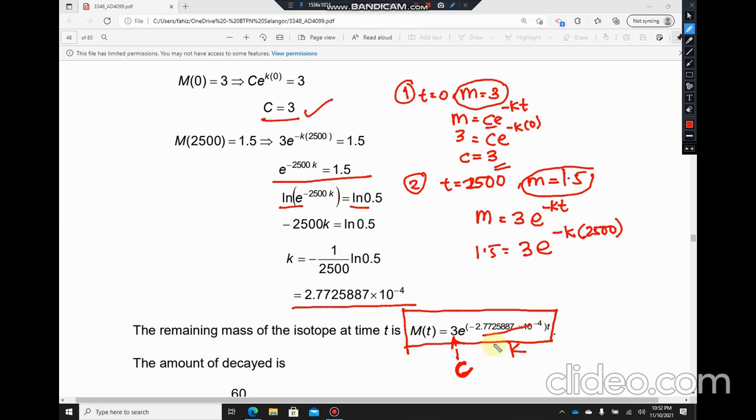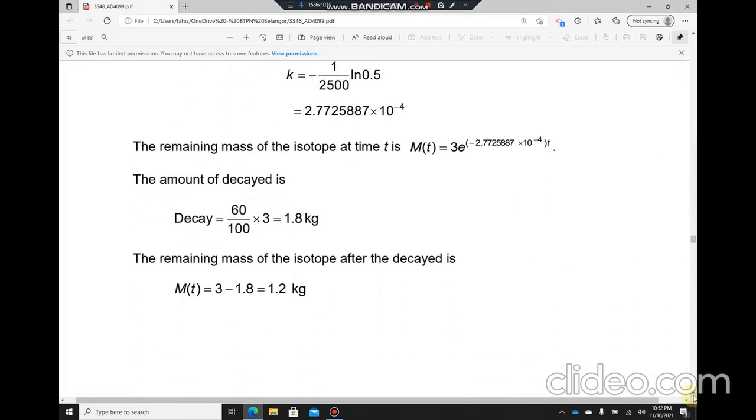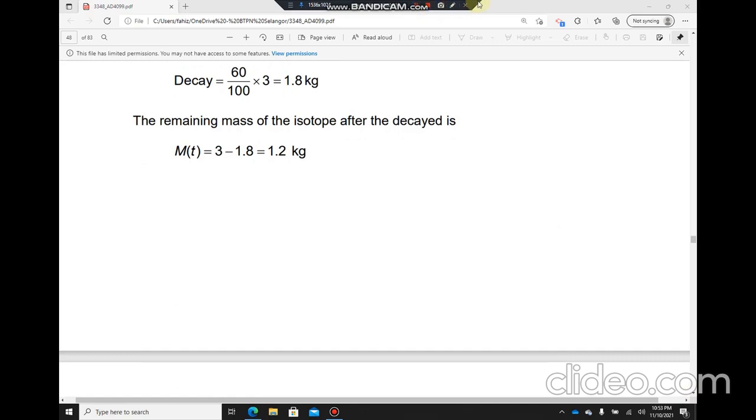Okay, so next. The remaining mass of the isotope at time T is, okay, so you get this equation. The amount of decay is, okay, earlier it was said to decay 60% from initial. So 60% from initial is 1.8 kg. Okay, so that is what has decayed, but we want the mass that remains. So remember, when calculating the mass, you must take the remaining mass. So 60% times 3, you will get 1.8 kg.